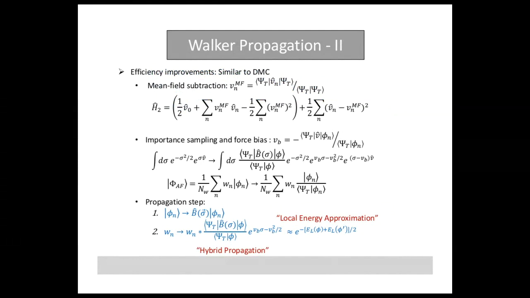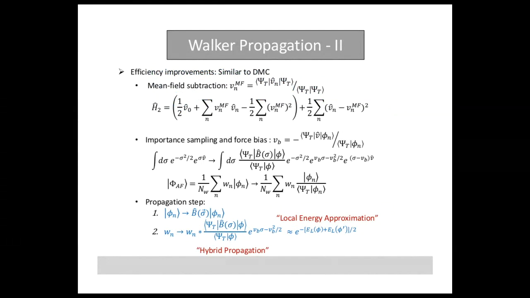I skip force bias. The idea of force bias is very similar to importance sampling. When you're choosing these fields, importance sampling makes sure that if you end up in a place where the wave function doesn't have a good overlap with the trial state, your weight goes down and you can be removed from the population. But it does absolutely nothing to which state you end up in. Force bias is essentially when you choose a field, you can bias the choice of the field in such a way that you're pushed towards the trial wave function of the system.